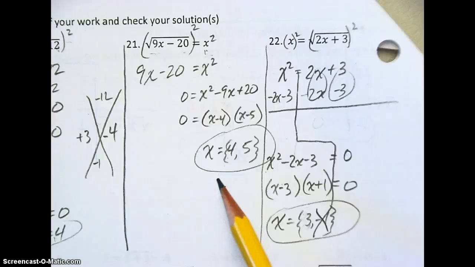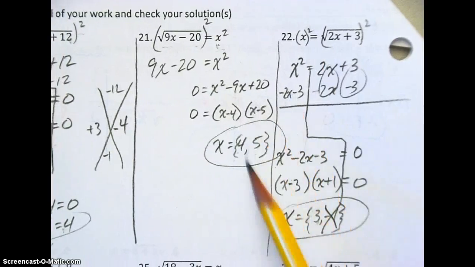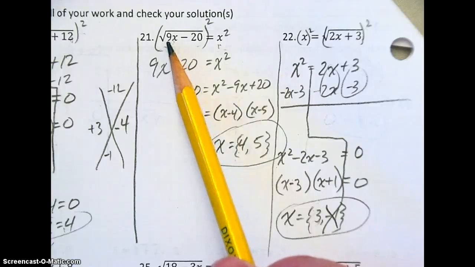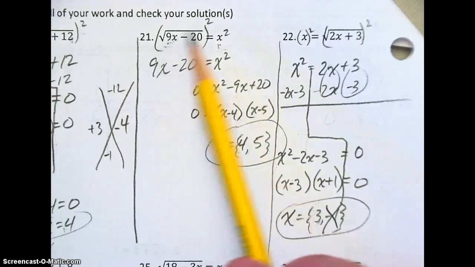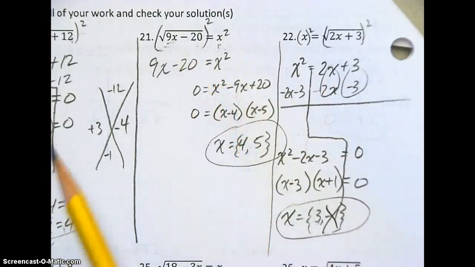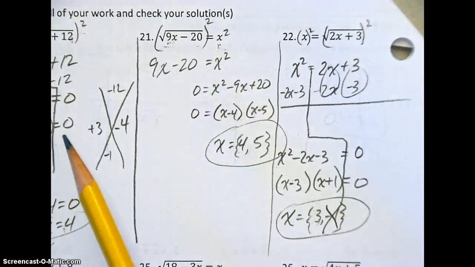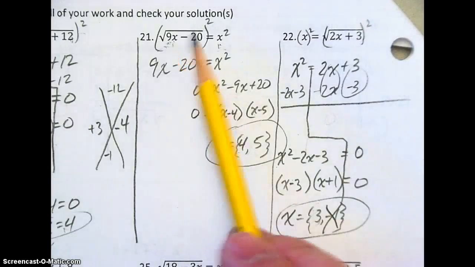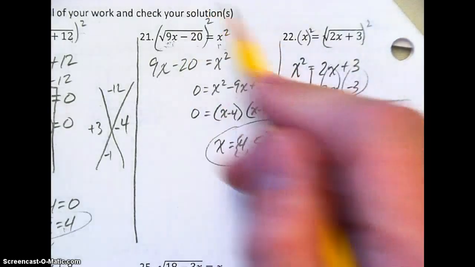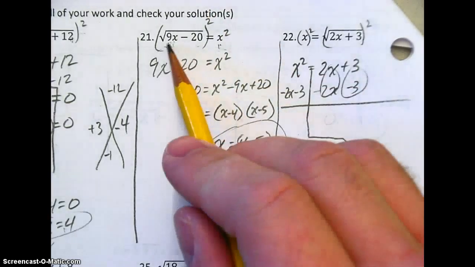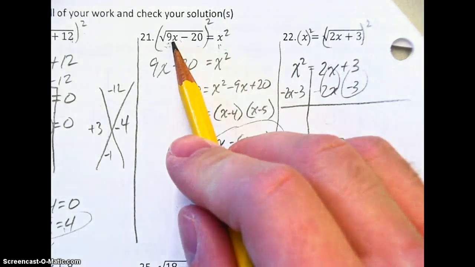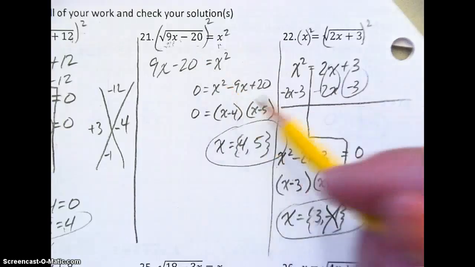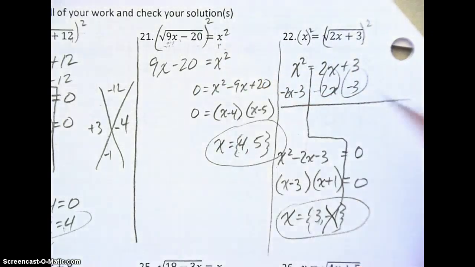Let's try them. 9 times 4 is? 36 minus 20? 16. The root of 16 is? 4. Good, that works. 9 times 5? 45. 45 minus 20? 25. Root of 25 is? 5. Good. They both work. All right, so we got two solutions there.